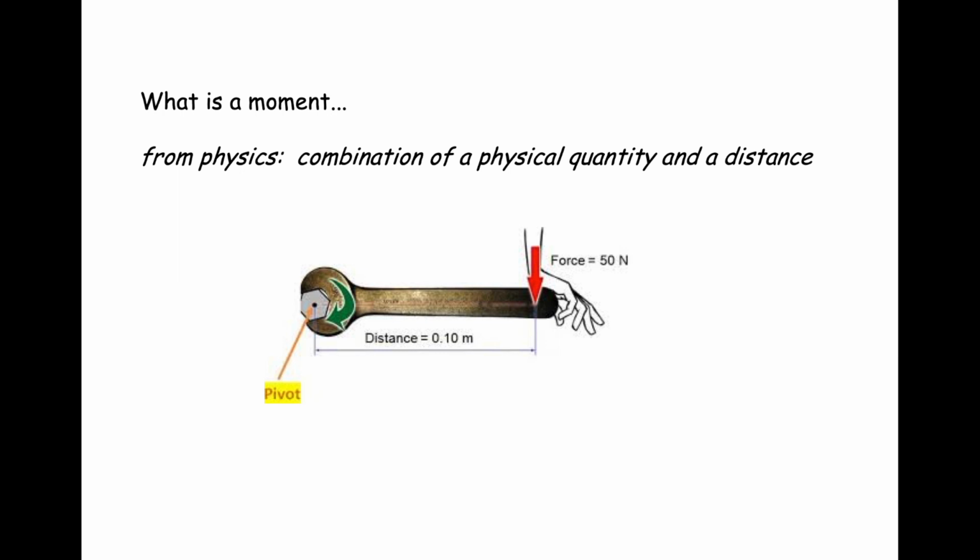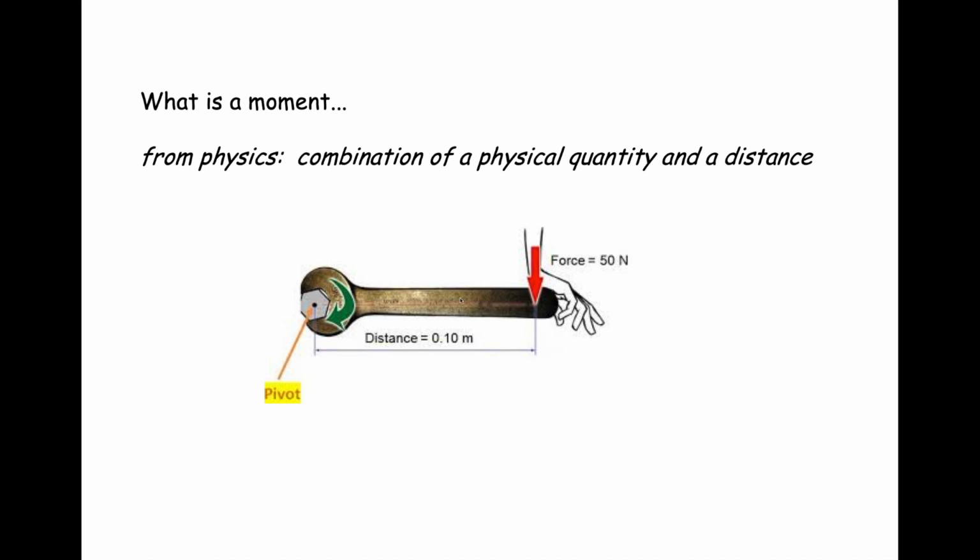The definition of a moment comes from physics. It's a combination of a physical quantity and a distance. Here's a wrench, and we have some nut, and you want to apply some force, and using a moment, a lever arm at some distance, you can effectively multiply the force that you can apply. The moment is defined as a force at some distance. In this example, we have a hand, an arm, pushing with a certain force in a downward direction, and this force is 50 newtons in magnitude.